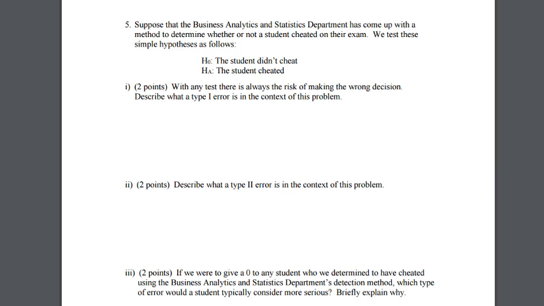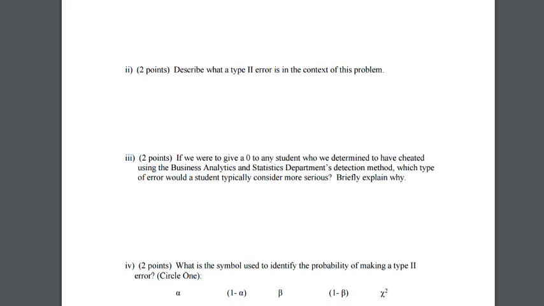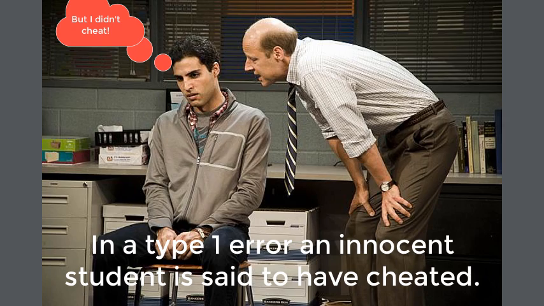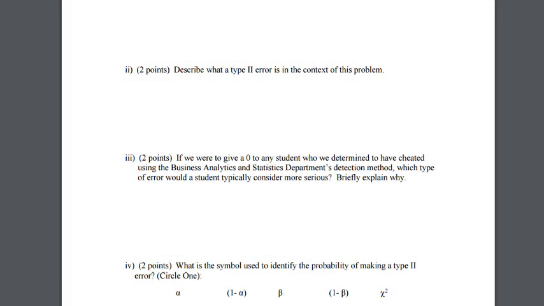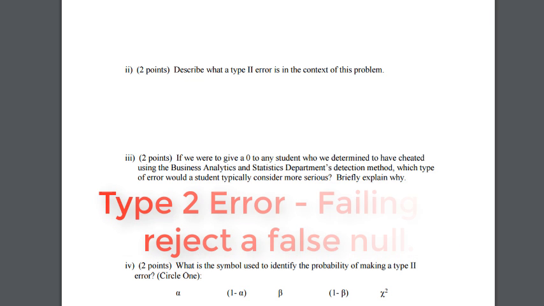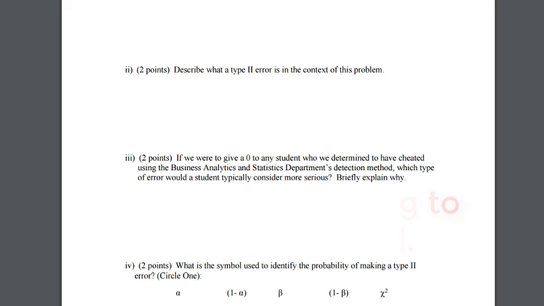It's not that a type 1 or type 2 is always worse. You'll see how in context of a question, it might depend on who you are and might depend on what the type 1 or type 2 error is. So if we give a 0 to any student who's determined to have cheated, which type of error would a student typically consider more serious? And if you were the student who got caught with a type 1 error where we said, we have evidence that you've cheated, but you actually did not cheat, you would find that more serious because you would be told you're a cheater when you're actually not cheating. So to review once again, a type 1 is rejecting a true null, and that's a mistake. A type 2 is failing to reject a false null, and that's also a mistake.